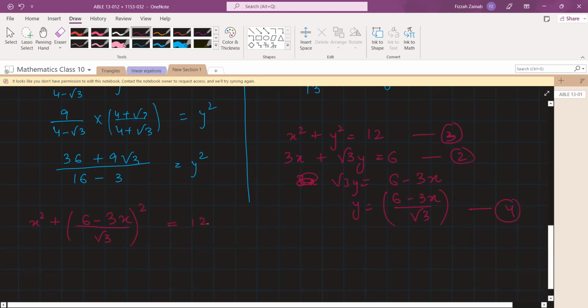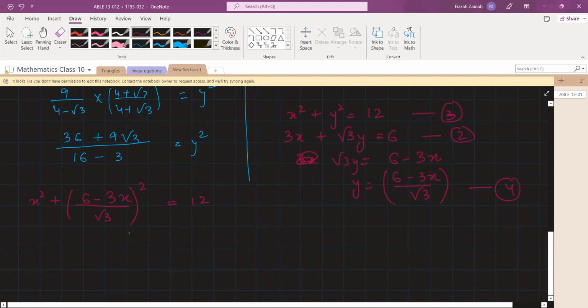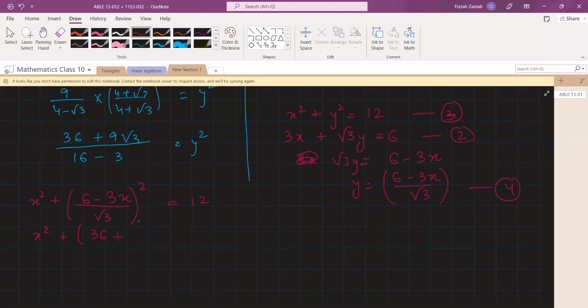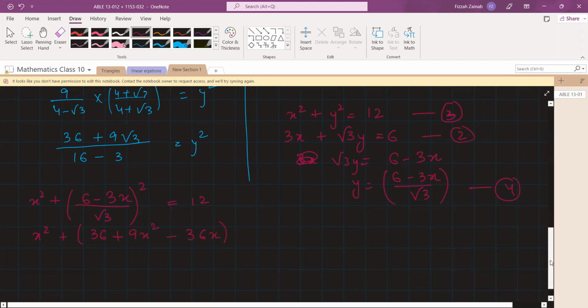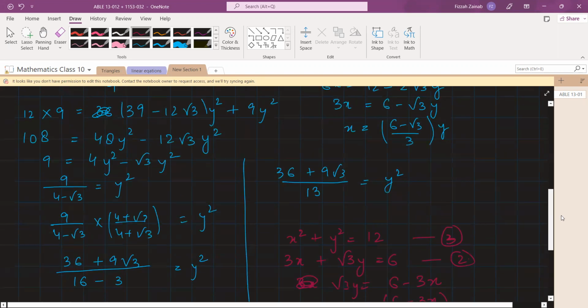Is equal to 12. So x square plus, this is 6 into 6, 36, and then plus 3 into 3, 9x square, minus 2 into 6 is 12. 12 into 3 is how much? 36. This was the mistake I think we did above. When I was just expanding the bracket, I think I didn't write.